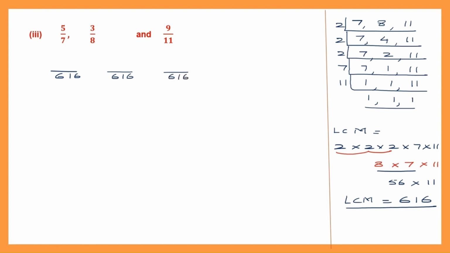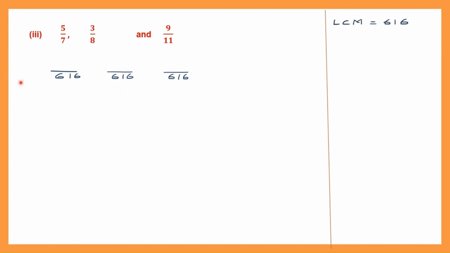Now as you can see, 616 is a big number, isn't it? Now, there's another way that you can do it. In case you find this difficult, you can find the LCM of the numerators. Here we found the LCM of the denominators. You can find the LCM of 5, 3 and 9, the numerators, and then see if it's a smaller number and do. Otherwise, we can continue with this itself.